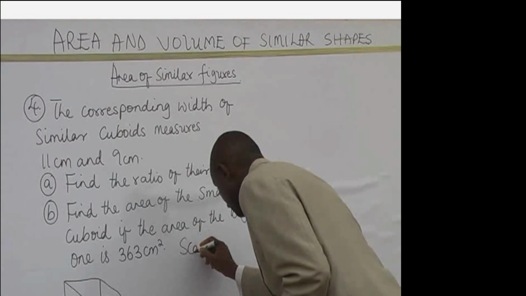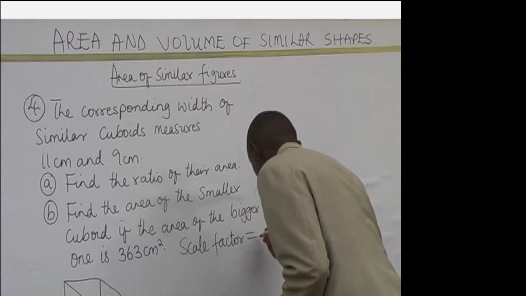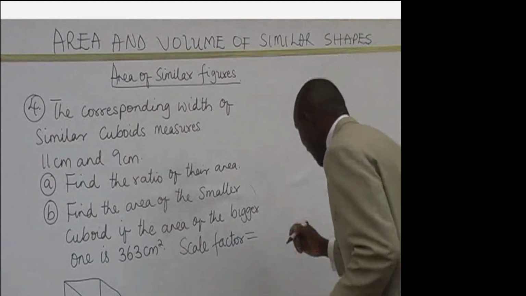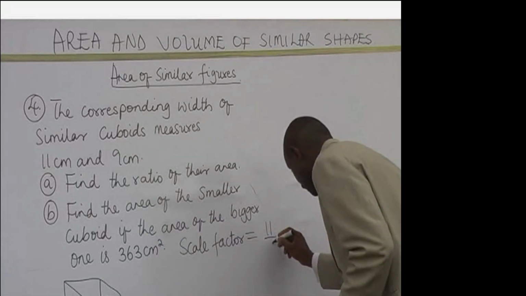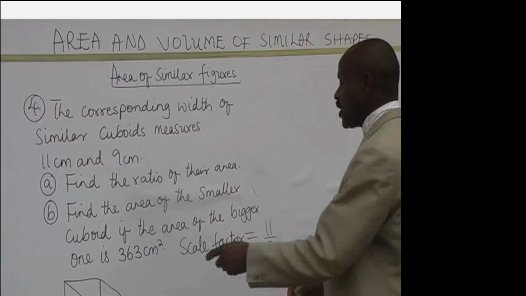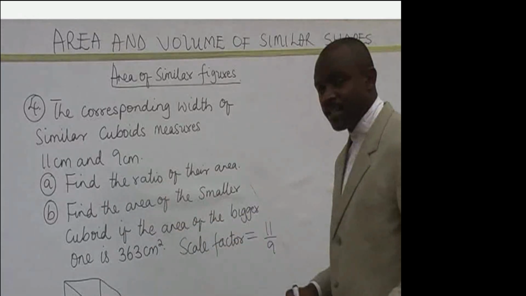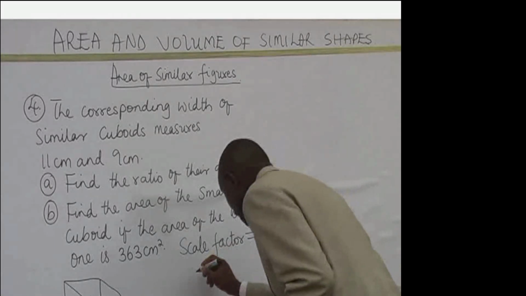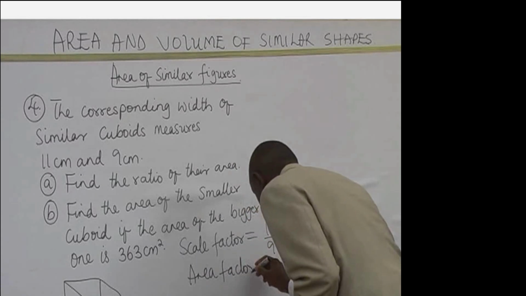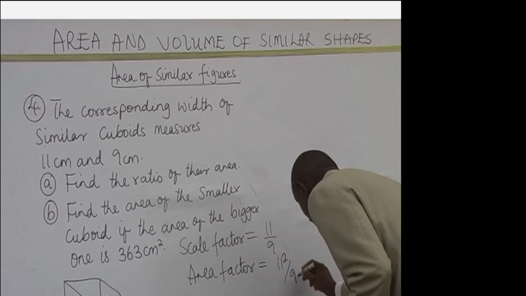So let's start. Scale factor is equal to 11 all over 9, or 9 all over 11, whichever way. This is the scale factor. Then question number A says we should find the ratio of their areas. First of all, find the area factor. Area factor is the square of scale factor, and it's going to give us 11 squared divided by 9 squared.